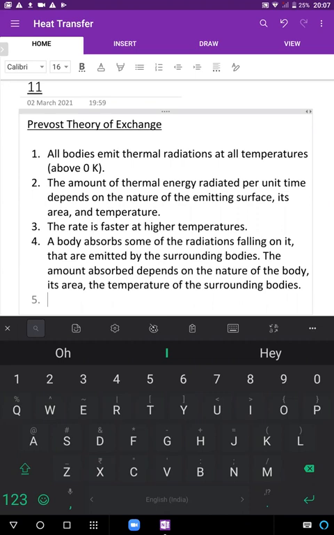This is all a surface phenomena. So it depends on the surface area, it depends on the surface's material, sorry, the material of the surface. It does not depend on how much mass is inside. Okay, so I'll just explain point 4 again.